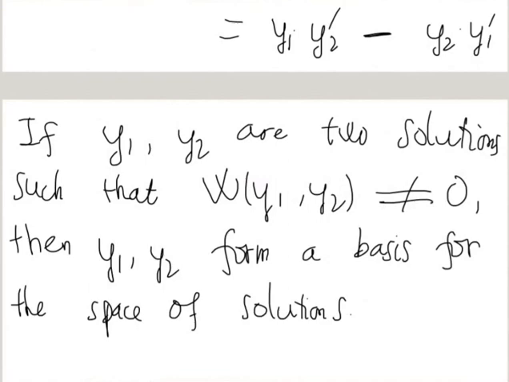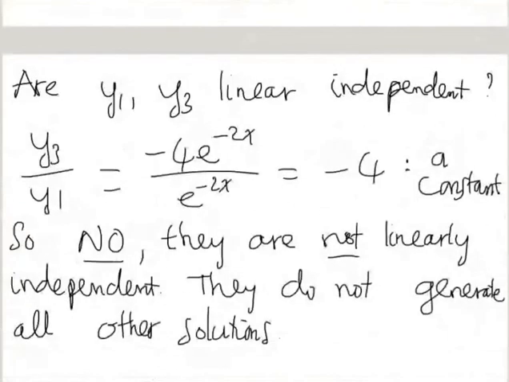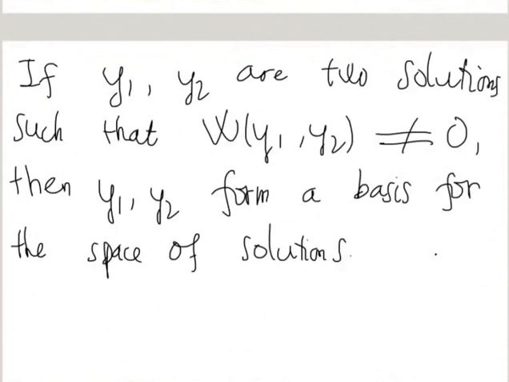So we have two different ways to determine whether y1 and y2 form a basis for the space of solutions. One is to use the Wronskian, and the other one is just by taking the ratio and checking whether it is a constant or not. If it is not a constant, then y1 and y2 are linearly independent. However, for us, we won't be concerned too much with the Wronskian, so we won't use the Wronskian very often.